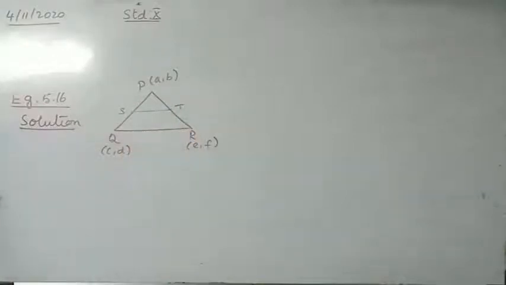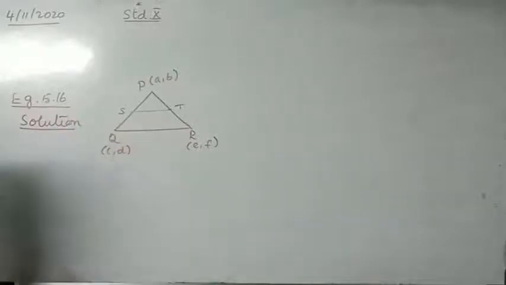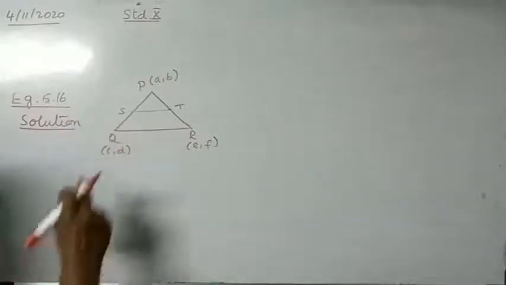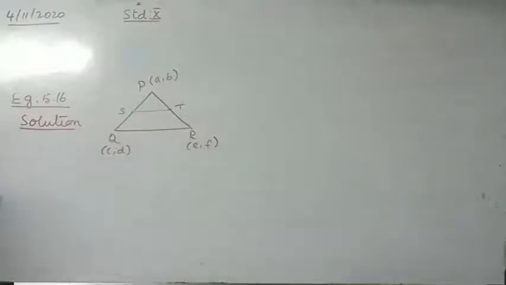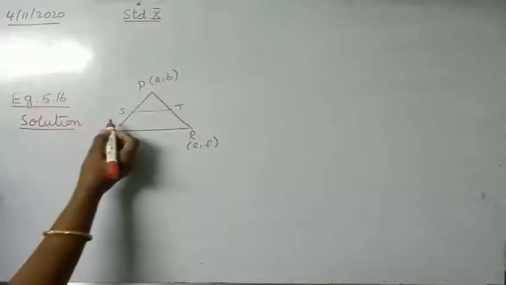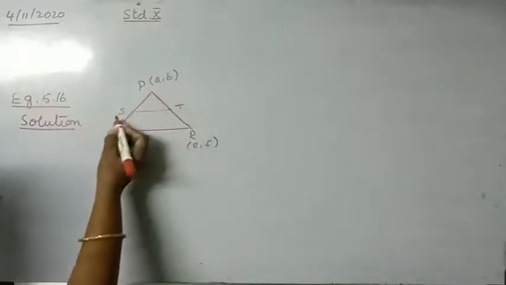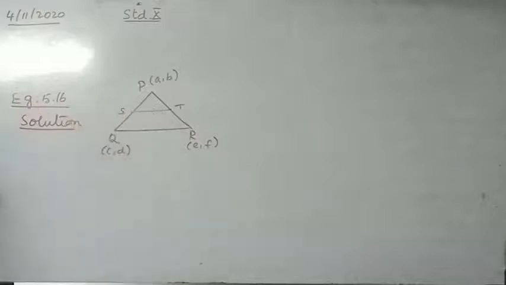Now we have to prove two things. First we want to prove ST is parallel to QR and ST is equal to half of QR. So two statements we want to prove. So first let us take, let S be the midpoint of PQ, then what is the coordinates of S?